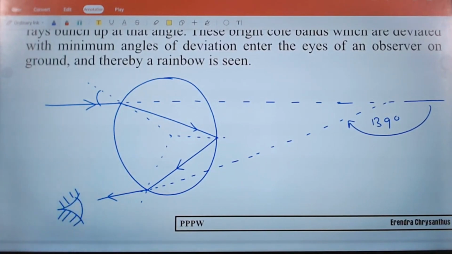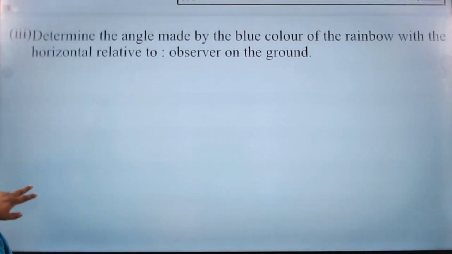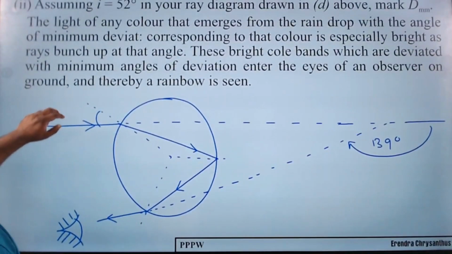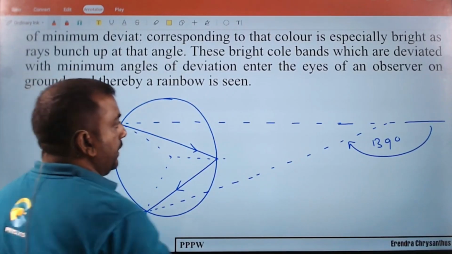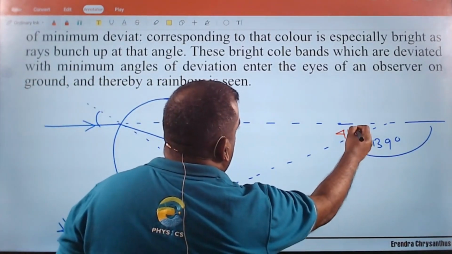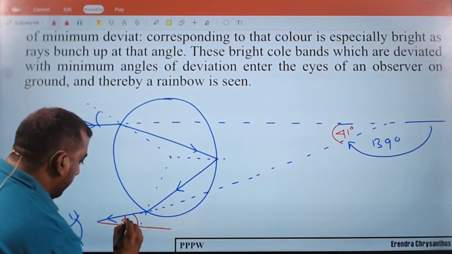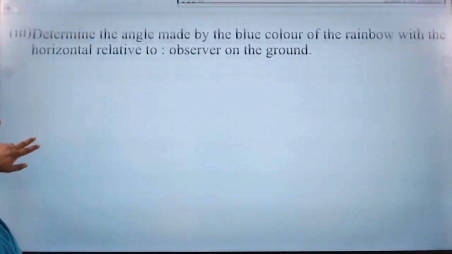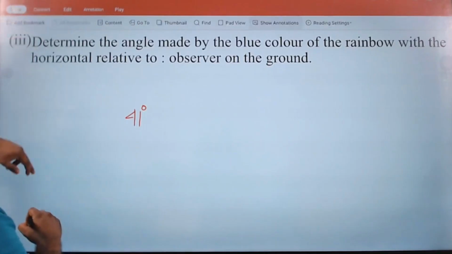Okay? Right. Then the last question they are asking you. Determine the angle made by blue color with the horizontal. So with the horizontal, how can you find it? 180 minus 139, this is 41 degrees. So a Z is formed. With the horizontal, 41 degrees. So you can mark there 41 degrees. I have marked it in the picture here, 41 degrees.